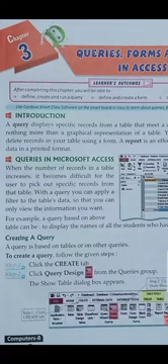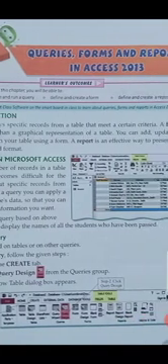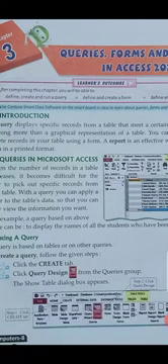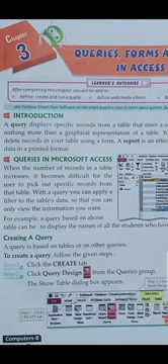For example, a query based on the above table can be to display the names of the students who have passed. Means we have a table. There is pass and fail. So we require only pass, so we give that. Creating a query. A query is based on tables or other queries. To create a query, follow the given steps.